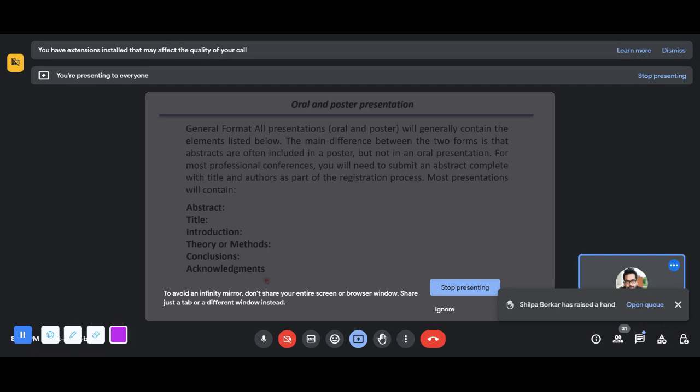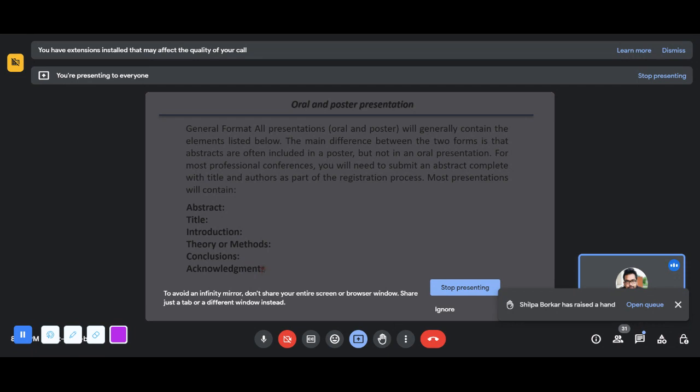Acknowledgement does not mean references. Acknowledgement again means your funding agencies mostly. I forgot the reference part, so you have to include the references here as well.